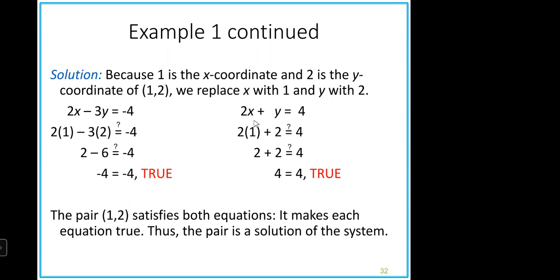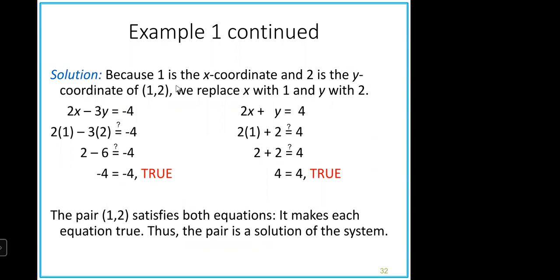Then here in this one, 2x plus y equals 4. We know that x is 1, so that's 2 times 1. y is 2, so we put the 2 in place of y. So 2 ones are 2, plus 2 is 4, so that's true. So then it means that (1, 2) satisfies both equations. It makes each equation true. So thus the pair is a solution for the system. So sometimes we have two equations and we are looking for a value that satisfies both.